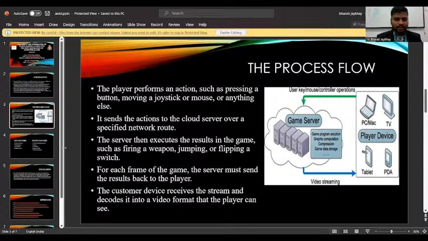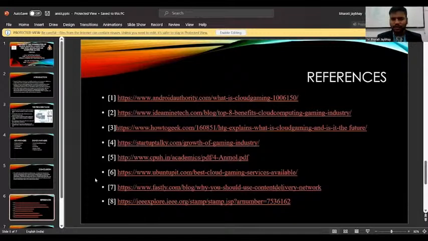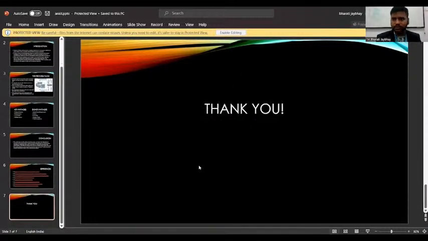Now let's see the advantages and disadvantages of cloud gaming. The advantages are enhanced security, reduced piracy, accessibility, and playing multiple games. And the disadvantages are internet speed requirement, latency, ownership, business model, and video compression. Now, these are the references of my research paper and my presentation. Thank you.